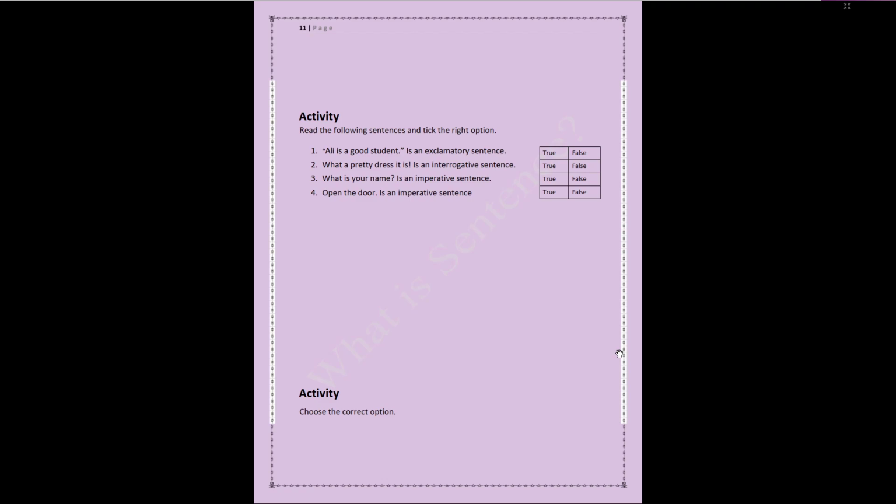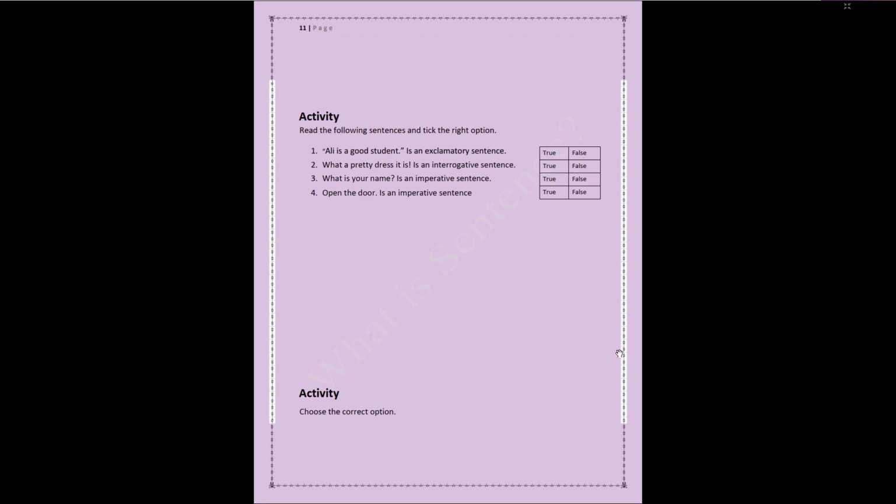Number three, what is your name? Is an imperative sentence. No, imperatives are not interrogatives. This is interrogative, so it is false. Number five, open the door is an imperative sentence. Yes, open the door is an imperative sentence because it gives a command.